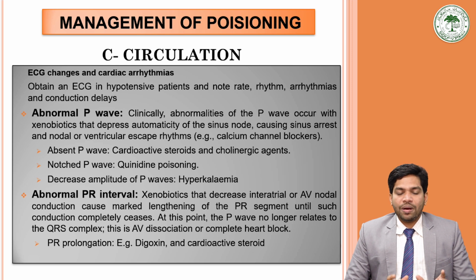Then abnormal PR interval. The xenobiotics that decrease the interatrial or AV nodal conduction cause marked lengthening of the PR segment until such conduction completely ceases. At this point, the P wave no longer relates to the QRS complex. This is the AV dissociation or complete heart block.